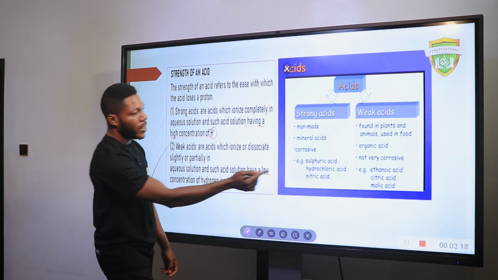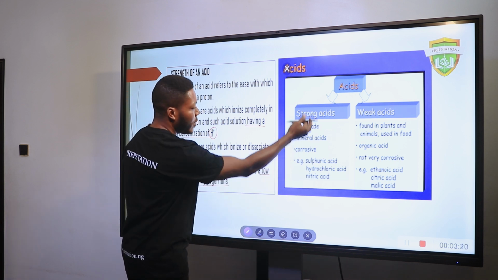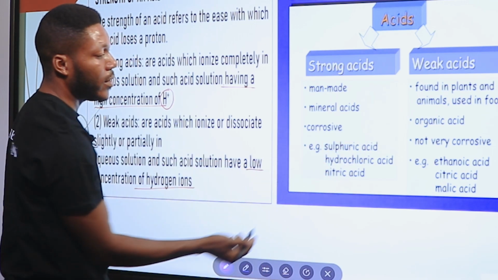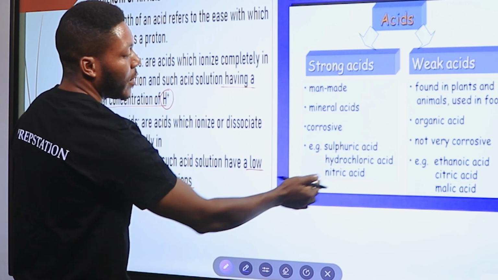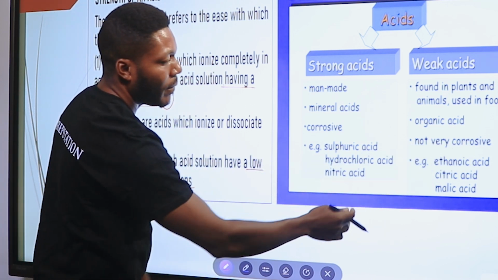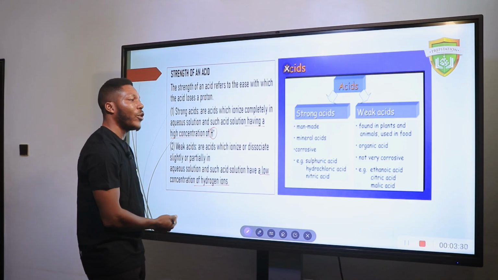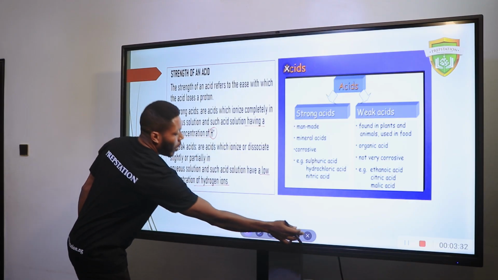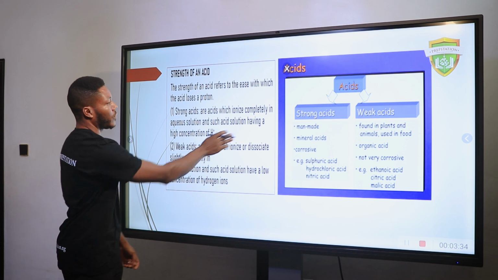These are all examples of strong acids. Some examples: sulfuric acid, hydrochloric acid, nitric acid. What of the weak acids? Example, citric acid, malic acid, and ethanoic acid. Okay, so let's continue.